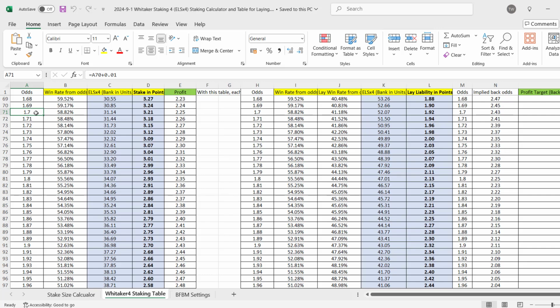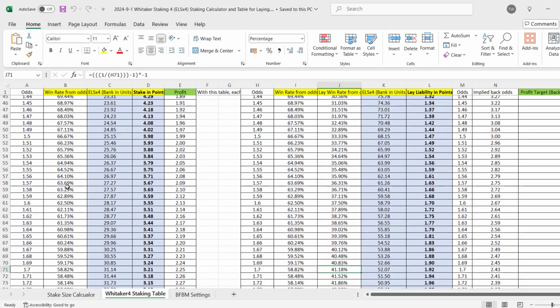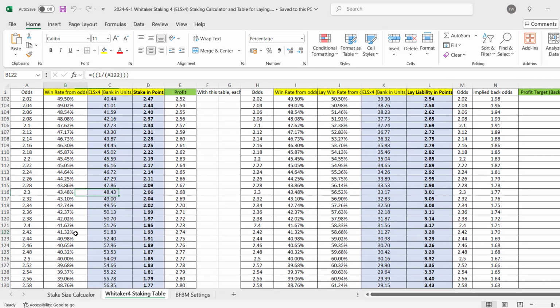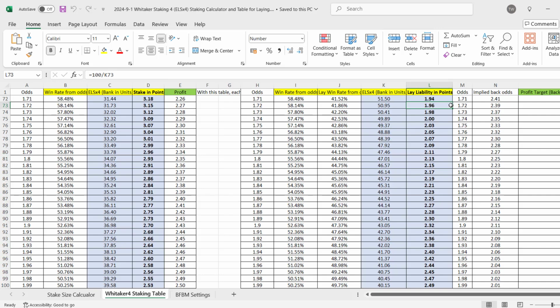So for example, with odds of 1.7, with a win rate of 58% for back bets, we would be risking 3.21% of the bank to win 2.25%. But with lay odds, 1.7 is actually a win rate of 41%. So there I'm going to risk 1.92% of my bank, and that's aiming to win 2.74%. So actually, if we take that chance of winning, 41%, and we take a look at the back betting number, the back betting number is also risking about 1.9% of the bank. So the same thing is happening. It's all depending on this win rate.